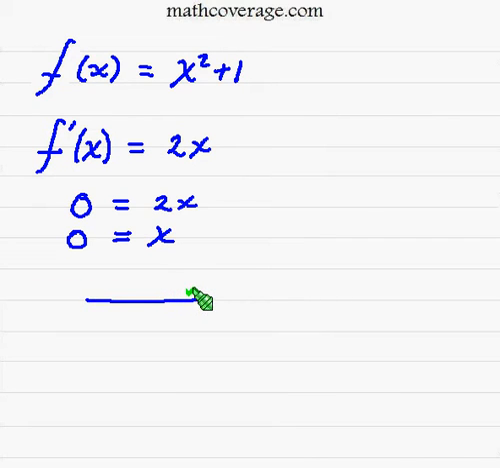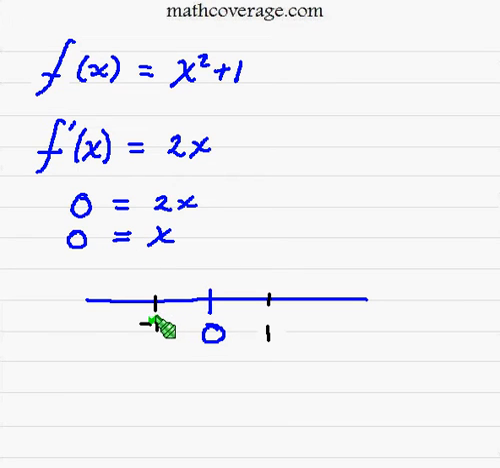And so I'm going to skip a number line here. We're going to plot 0 on our number line. And then we're going to choose some test points. So you can pick any number to the left of 0 and any number to the right of 0. I'm not sure why I chose 2. We could have chosen 2, but how about I just pick -1? -1's a good number.